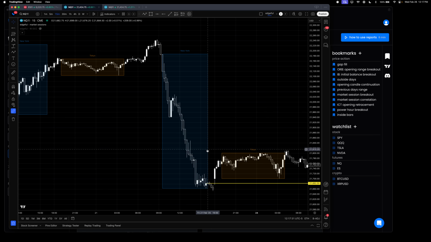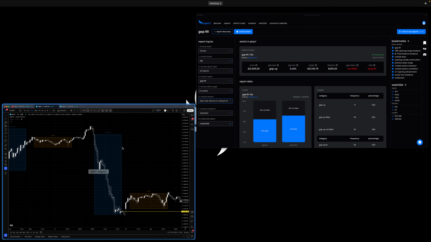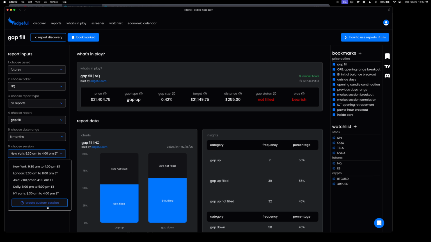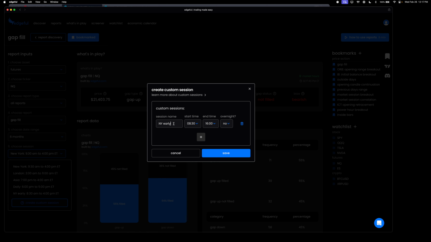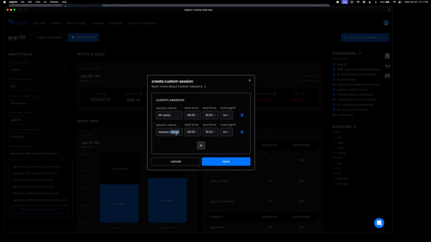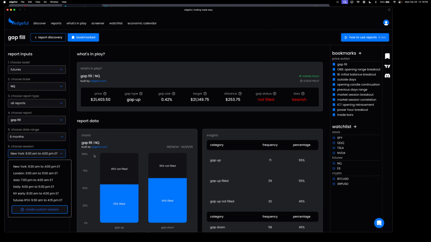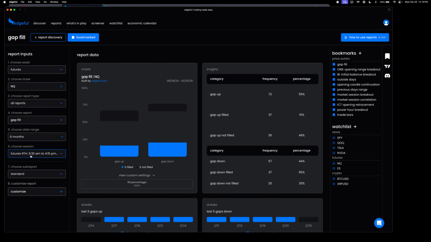Now the reason, again, that we close at 4 p.m. instead of 4:15 is just because it's the regular cash session of equities. Now, if you want, you can just go here to choose session number 6 on your sidebar and create a custom session. You can add a new one right here. I already have one. But if you call it futures RTH, you change the end time to be 4:15. You click save. And now you just have to make sure you click on your 4:15 end time, and now you can see what the stats are.